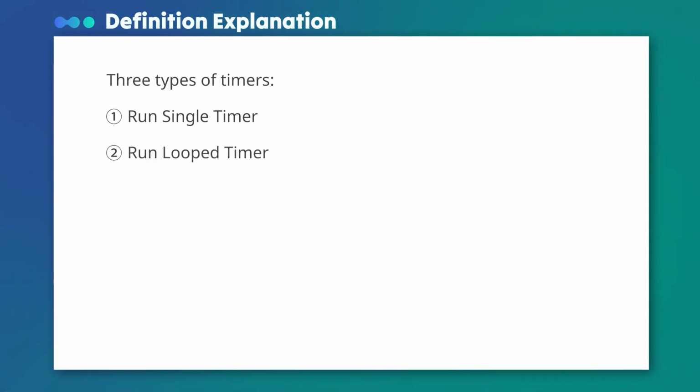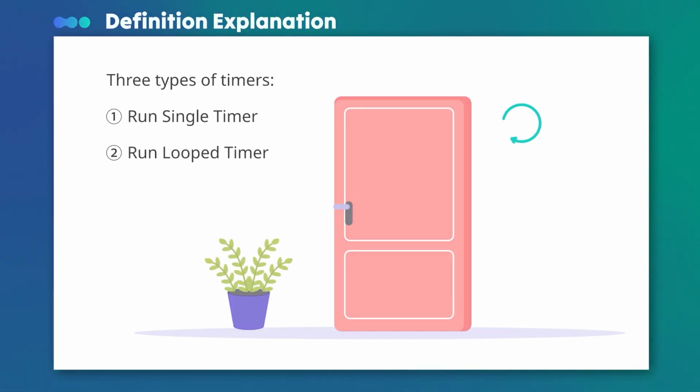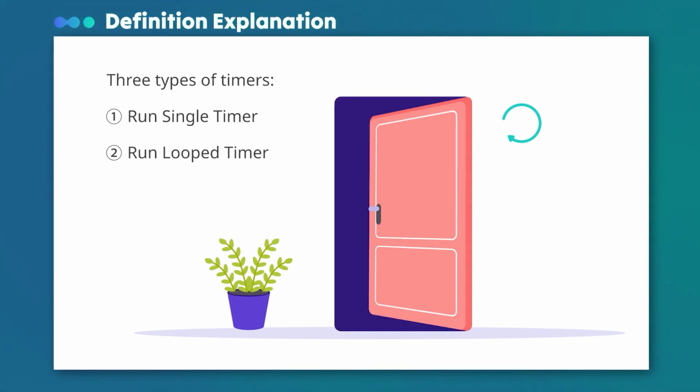The second one is run loop timer. The timer runs in a loop, and the action is executed after the end of each loop. For example, every 3 seconds, John's door will open once.